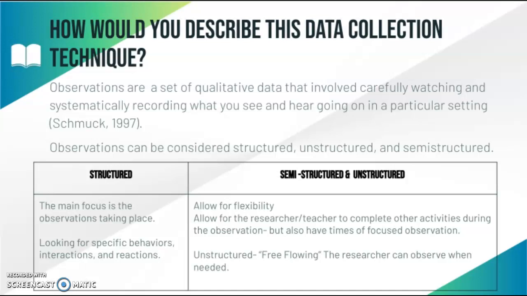Observations can be considered structured, unstructured, and semi-structured. The article went on to describe what each looks like. Structured observations are where the main focus is the observation taking place, looking for specific behaviors, interactions, and reactions. Semi-structured and unstructured allow for more flexibility. They allow the researcher or the teacher to complete other activities during the observation, but also have times of focused observation. Unstructured is more free-flowing, and the researcher can observe when needed.